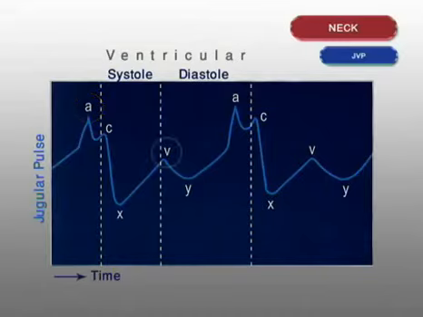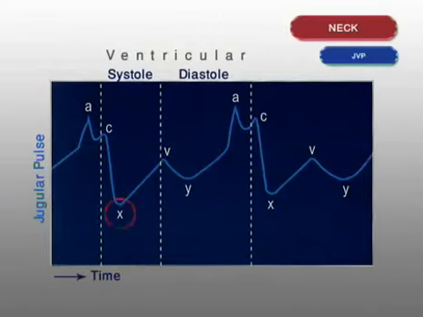And then the second positive wave is V wave, and V most likely is standing for venous return. So whenever the venous return is accumulating in the right atrium from superior and inferior vena cava, then the pressure in the right atrium will increase again, and it will give a positive wave in the neck veins, i.e. in the jugular venous pressure. What about the negative wave? We have 2 negative waves.